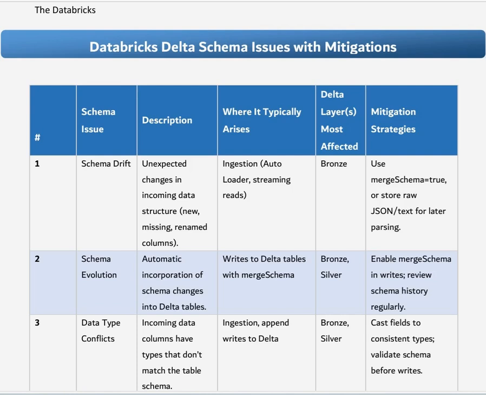So for this deep dive, we've got this fantastic resource. It's called Databricks Delta Schema Issues Comparison Table with Mitigations.pdf. And really, it's a goldmine. It gives a super clear breakdown of the common schema challenges you might hit in Delta Lake. And even better, it tells you exactly how to fix them.